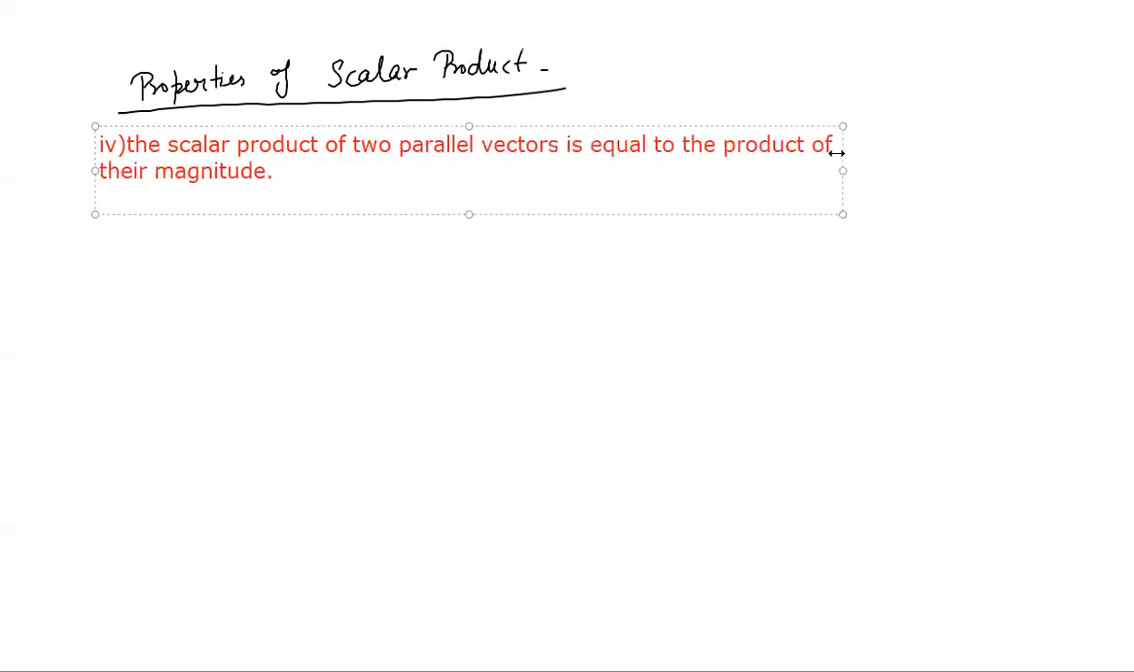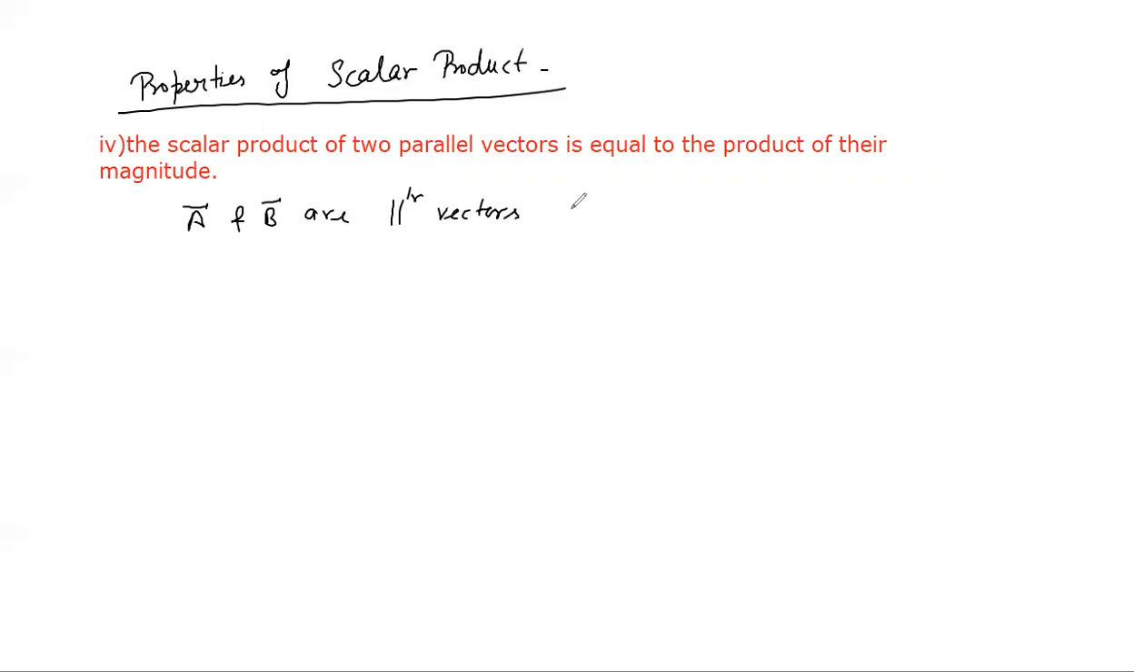So what is the meaning of this line? We can simply write, if two vectors are parallel, then what is the angle between those two vectors? Suppose A and B are parallel vectors, then theta equals 0 degrees, because the angle between two parallel vectors, we all know, is equal to 0 degrees.